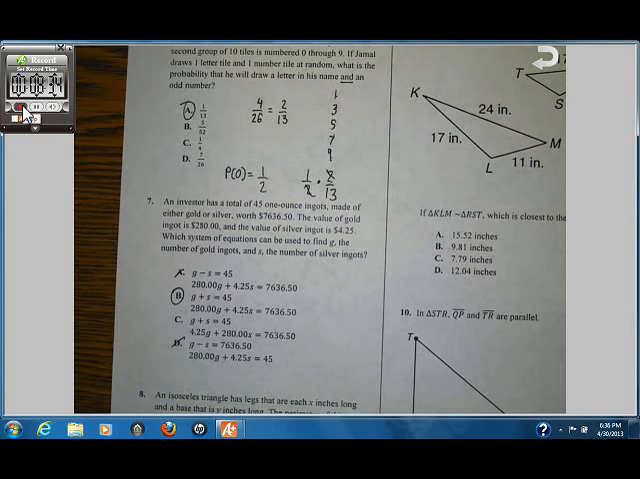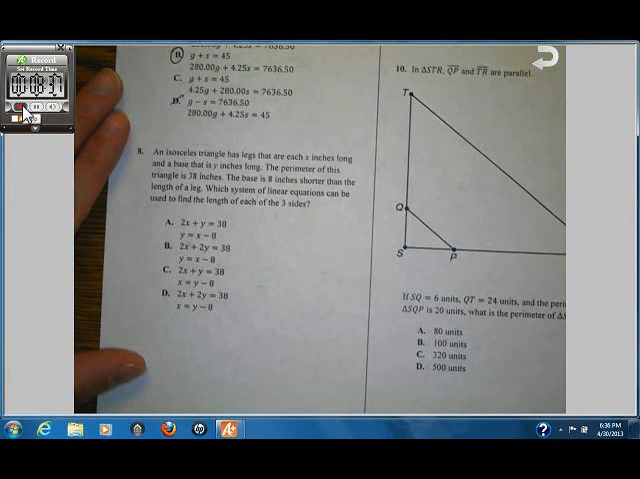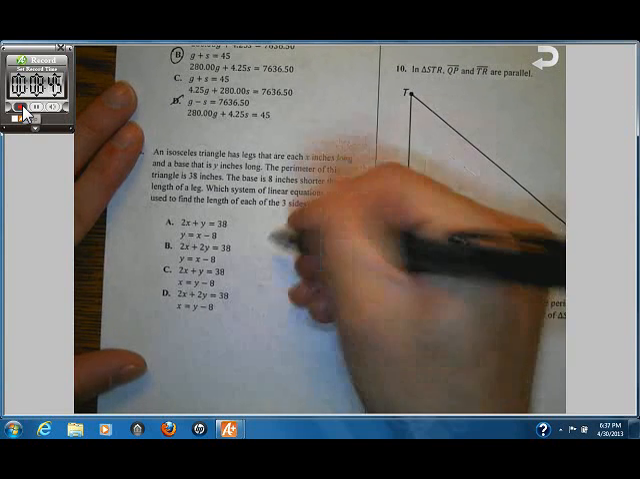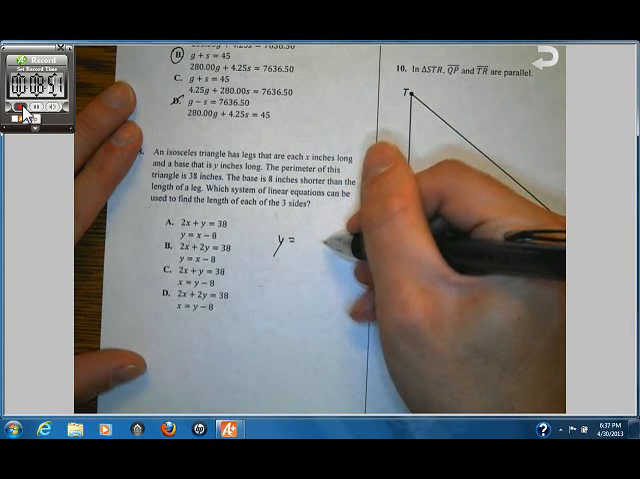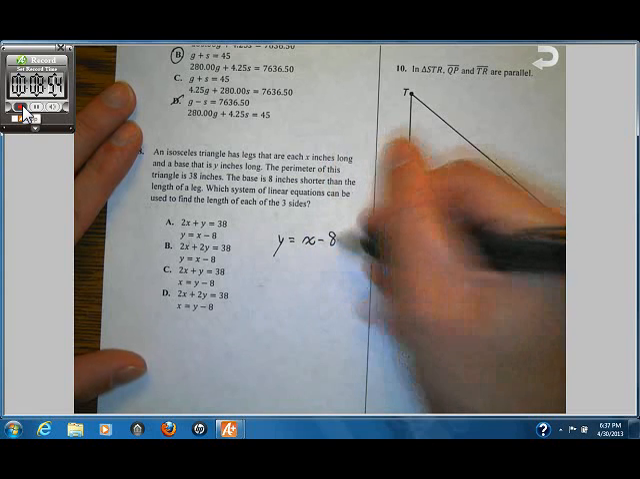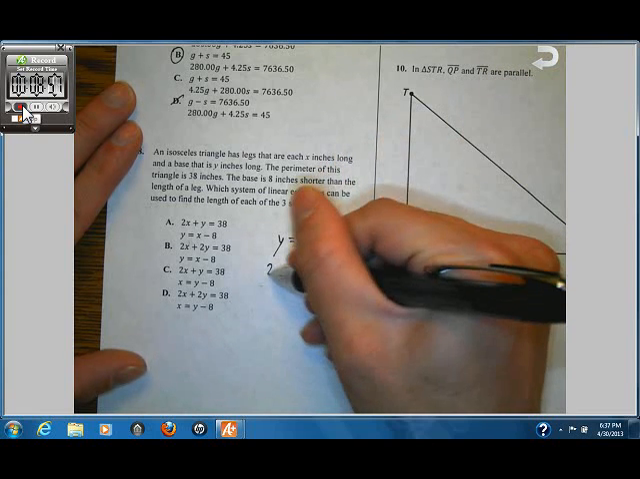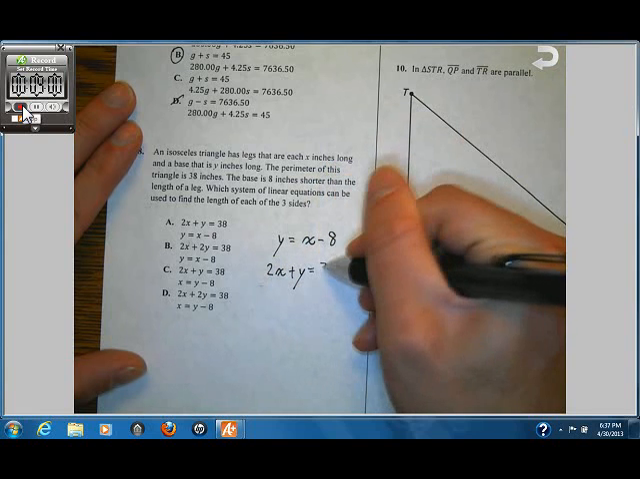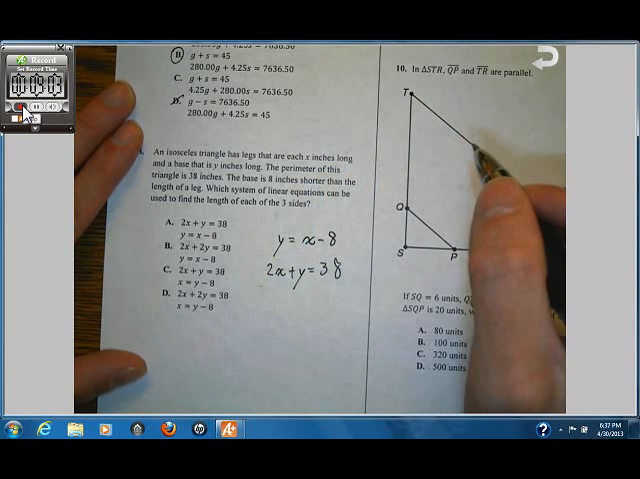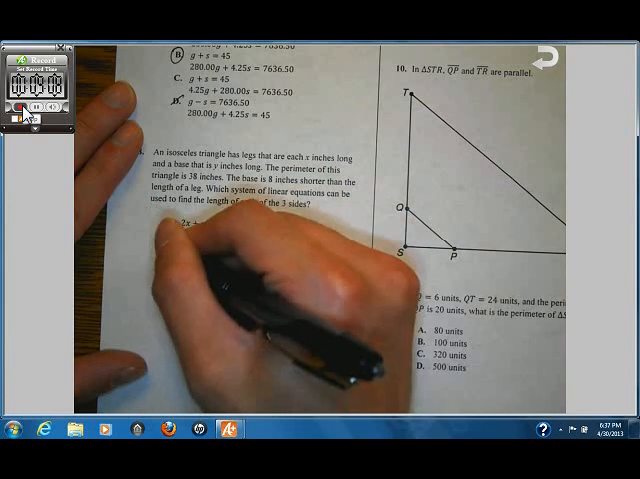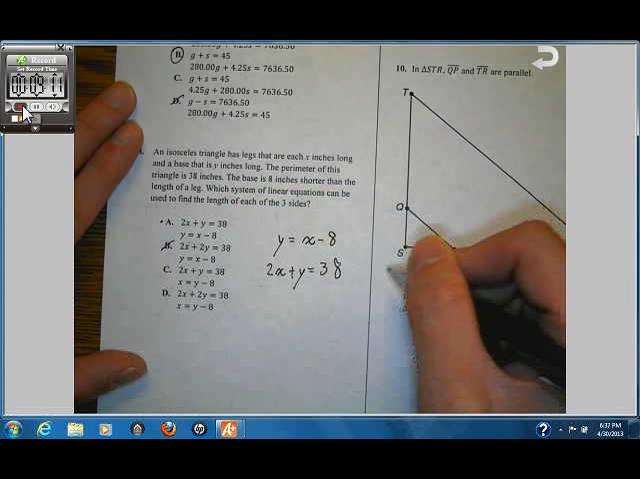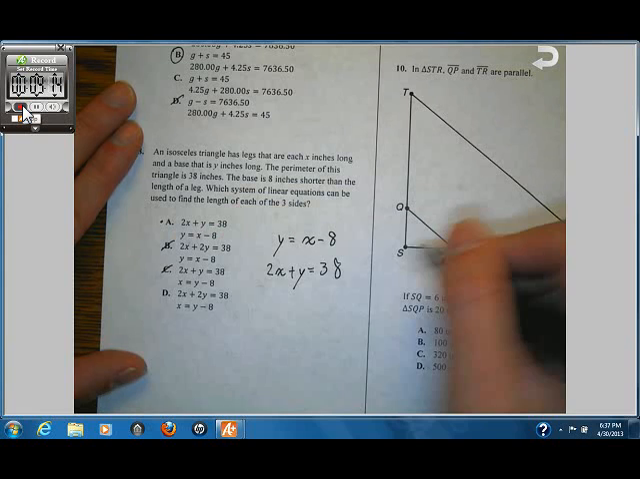An isosceles triangle has legs that are each x inches long and a base that is y. The perimeter of the triangle is 38. The base, so that's y, is 8 inches shorter than the length of a leg, so that's x minus 8. And so the perimeter is 2x plus y is equal to 38. And so now let's look at our choices. A looks good. B would be a rectangle. C is backwards. D is a rectangle. And so the correct response was A.